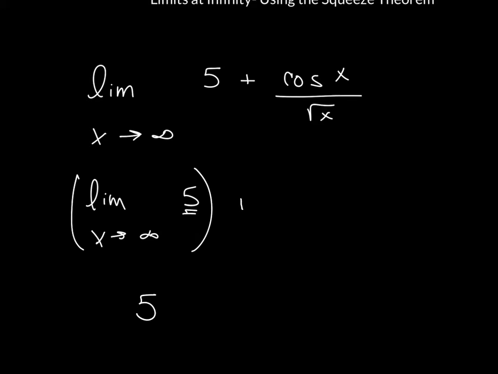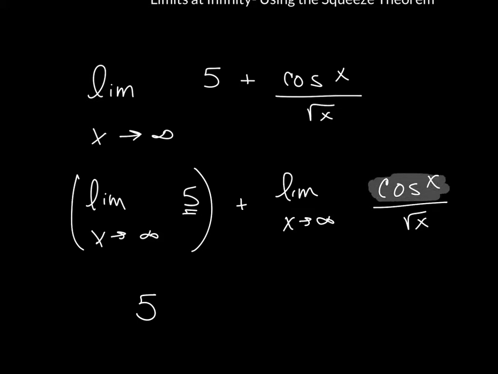But the part that we have to look at now is what happens to the limit as x approaches infinity of the cosine of x over the square root of x. Now the important thing to look at here is the numerator. This numerator, the cosine of x, same thing is true with the sine, but the cosine of x is always bound between 1 and -1.